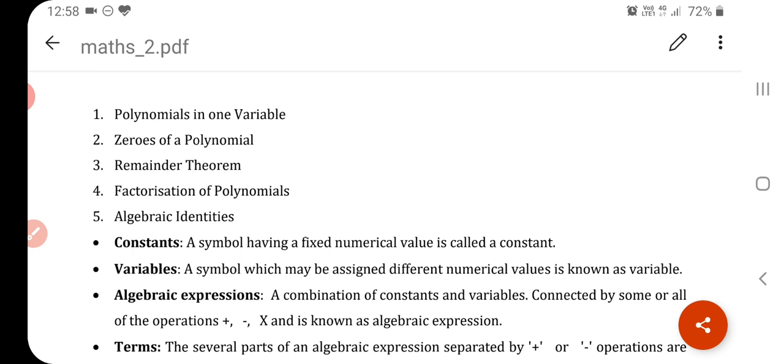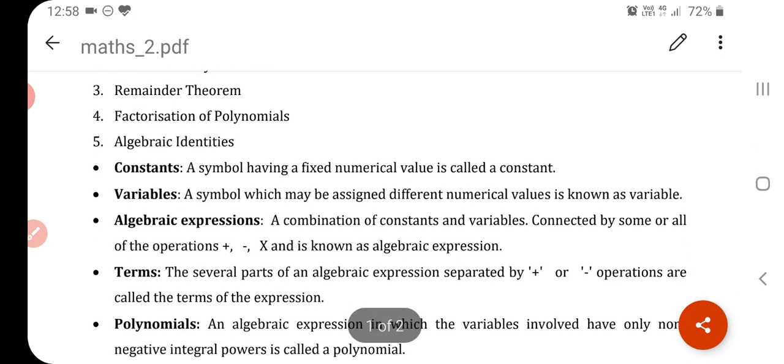What is algebraic expression? A combination of constant and variable connected by some or all of the operations, that is plus, minus, multiplication and division, is known as algebraic expression. Means उसमें variable भी होना चाहिए, operations भी होने चाहिए. Okay, and so that is called algebraic expression. Okay, what is term? The several parts of an algebraic expression separated by plus or minus operation are called the terms of an expression. Okay, understand?